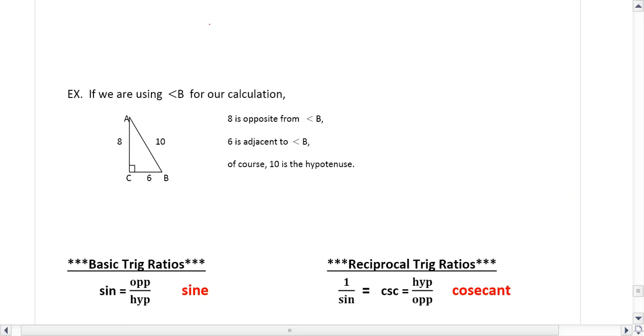So just to further clarify, if we're going to be doing some trig calculations and we're going to be using angle B right here, the side that is labeled 8 is opposite from angle B, and the side that's touching it, the side labeled 6, is adjacent, and of course 10 is across from the 90, so 10 is the hypotenuse.